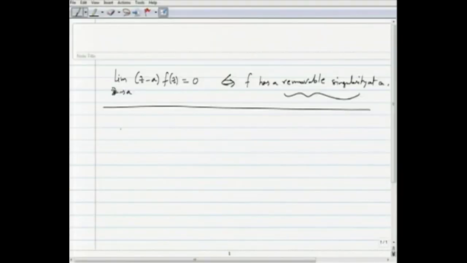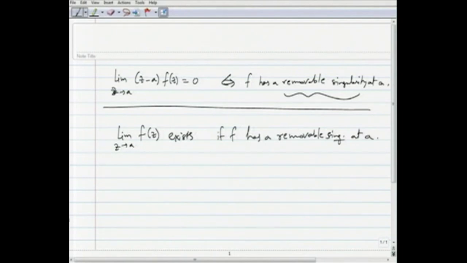What that will mean is that we will consider the extended function. This kind of singularity is a fake singularity, because all that is lacking is information of the value of f at a. So, by the theorem that we proved last time, briefly stating, in retrospect the limit as z goes to a of f of z exists if f has a removable singularity at a.